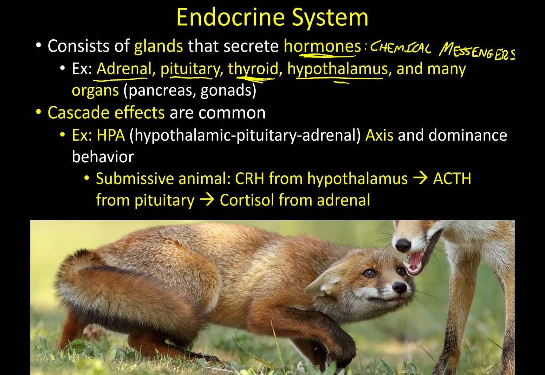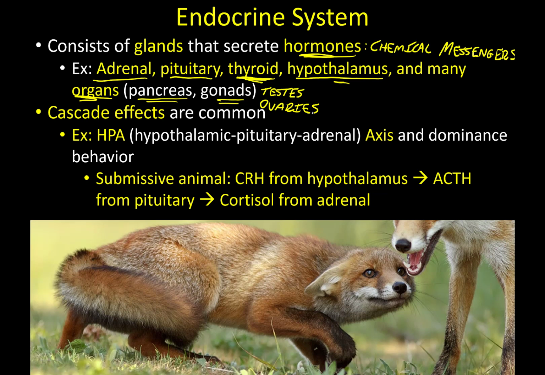Now, there's a lot of glands that aren't listed here, but these are the main ones that we will talk about. There are also many organs that participate in the endocrine system and release hormones. The pancreas, for example, releases a hormone called insulin, which participates in glucose breakdown or sugar digestion, and also your gonads, which are either the testes in males or the ovaries in females. And these tend to release reproductive hormones or participate in reproductive hormone cycling.